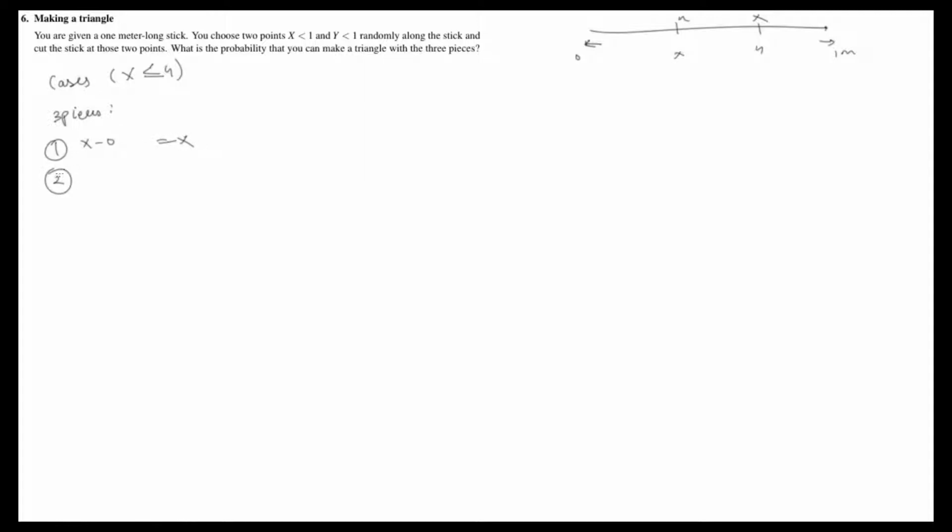The second piece is y minus x. I should probably write this out. This is x, this is y, this is 1. So we're saying x less than y. The first piece is this, the second piece is this, and the third piece is this. First piece is x minus 0, second piece is y minus x, third piece is 1 minus y. So these are the 3 pieces.